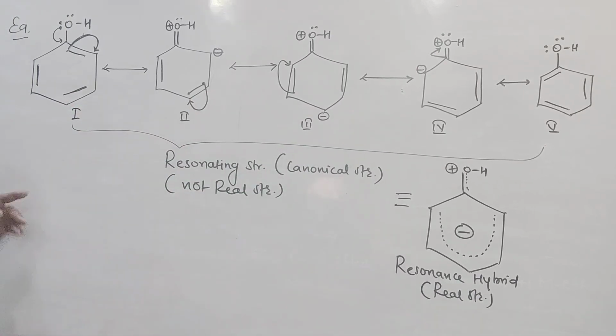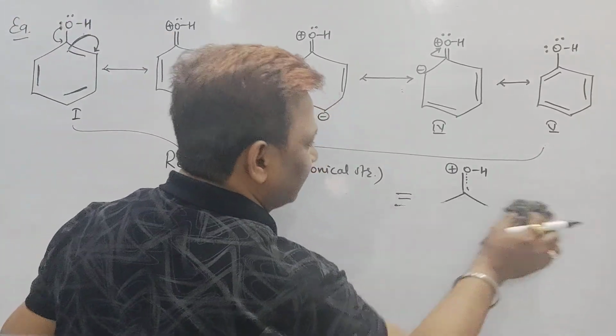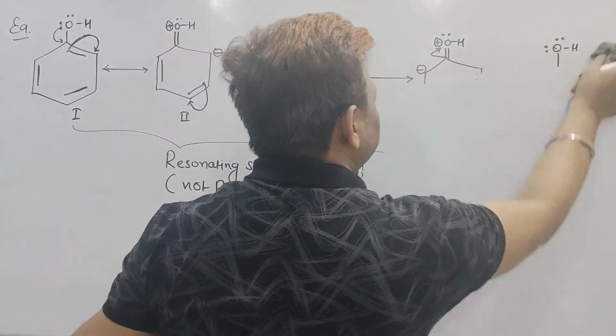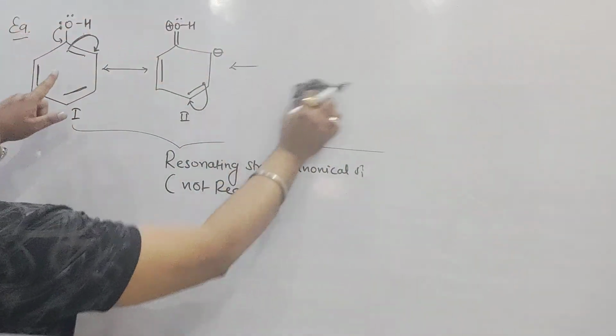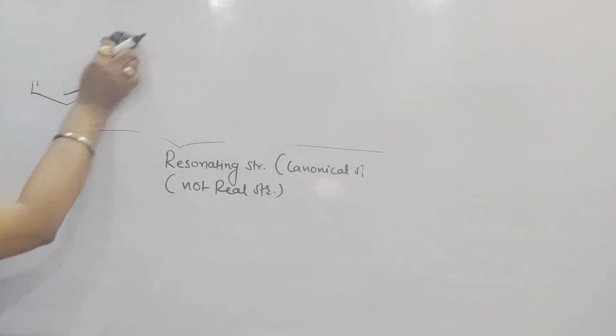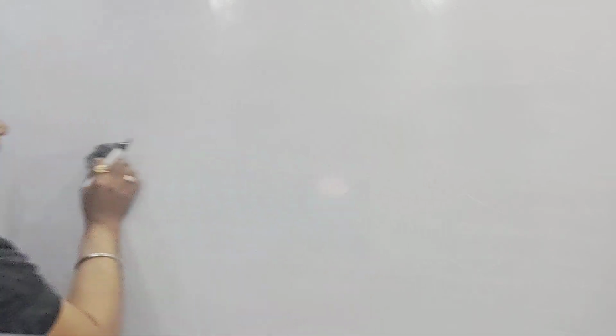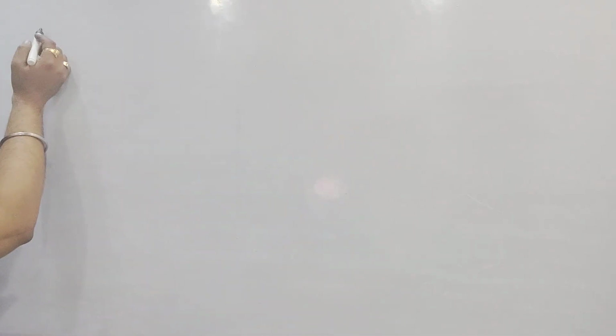But one more I will tell you. We will try it for one more structure. I will take this one out and show you how the resonating structures can be seen for aniline. This is phenol, but we can see it for aniline also. What is aniline? A benzene ring bearing an NH2 group. Now see here, aniline I am going to draw.